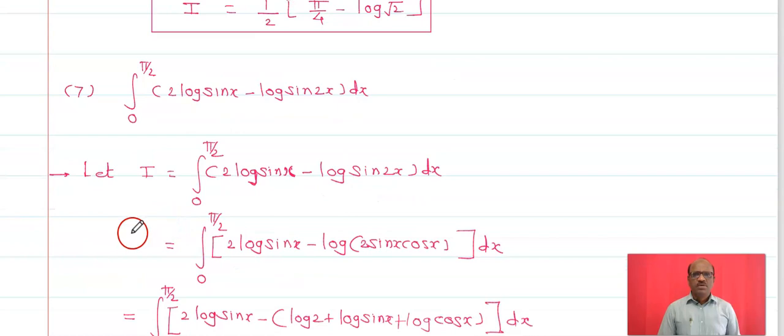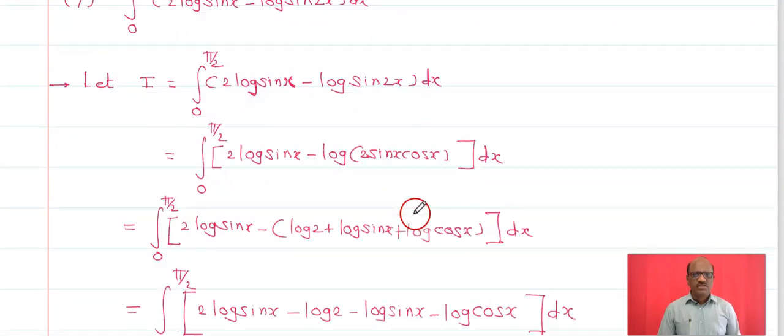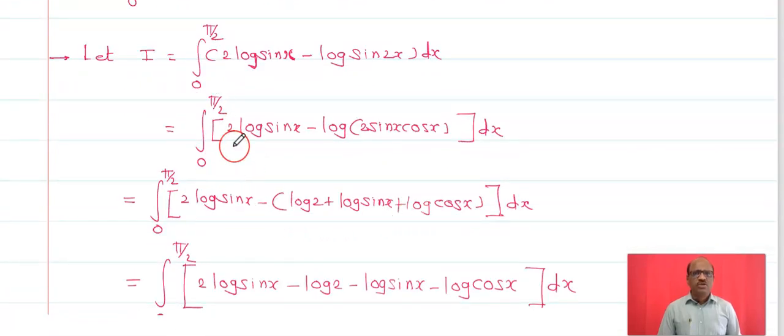Now the problem number 7, the integral from 0 to pi by 2 of 2 log of sin x minus log of sin 2x dx. Now, what is the value of sin of 2x? That is 2 sin x into cos x. That is the integral from 0 to pi by 2 of 2 log of sin x minus log of 2 sin x into cos x. Now we can evaluate it like this.